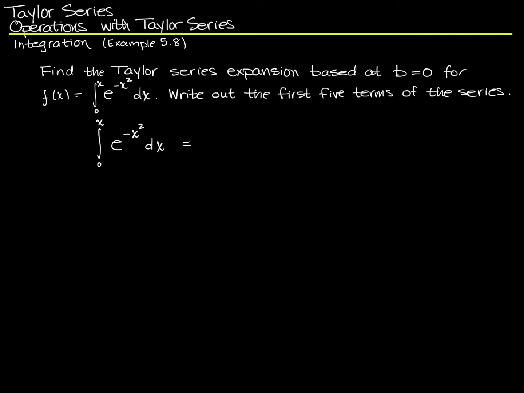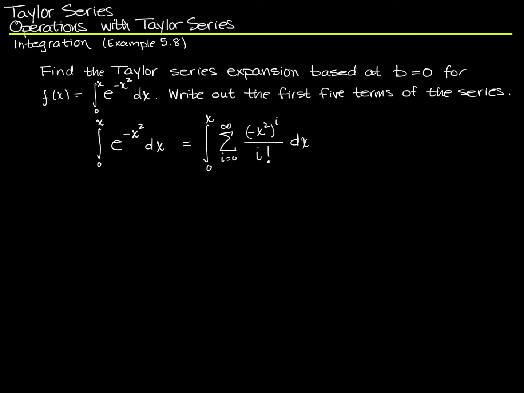We'll start by reminding ourselves that e to the u can be written as the sum, as k goes from 0 to infinity, of u to the power of k over k factorial. But our u in this case is negative x squared. So we have negative x squared to the power of i all over i factorial, and then I'll move my dx in a little bit. I'm integrating from 0 to x.